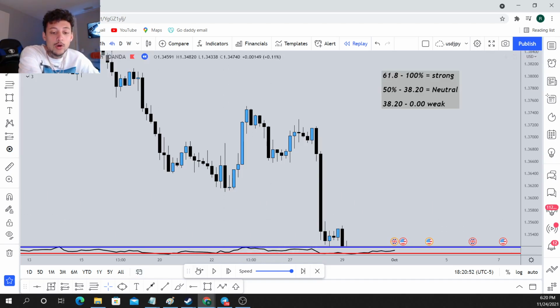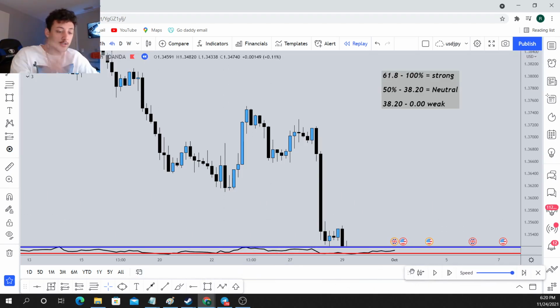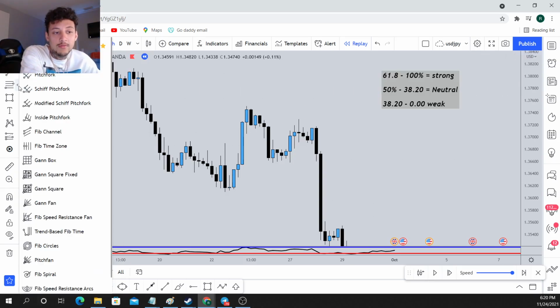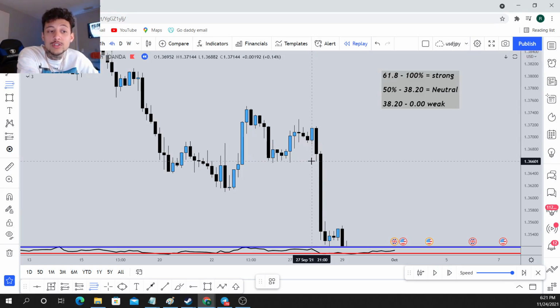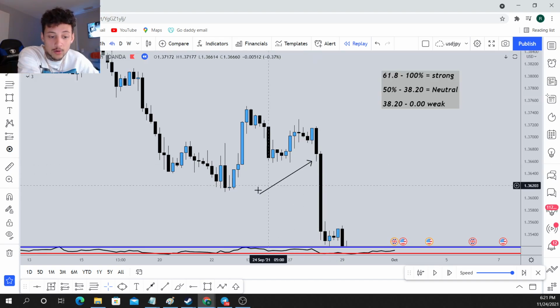For this trick, we're going to be using the Fibonacci retracement tool, which can be found right here. When measuring a bearish candlestick, you're simply going to start at the low, where you have your lowest close and your lowest low. Let's cover that really quick. Your lowest low is where the bottom wick ends. The lowest close is where price closed, which is right here.